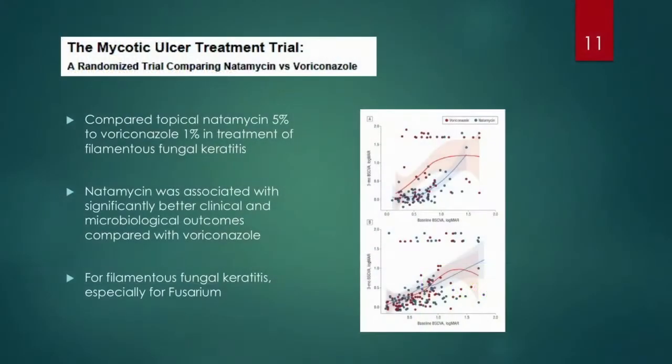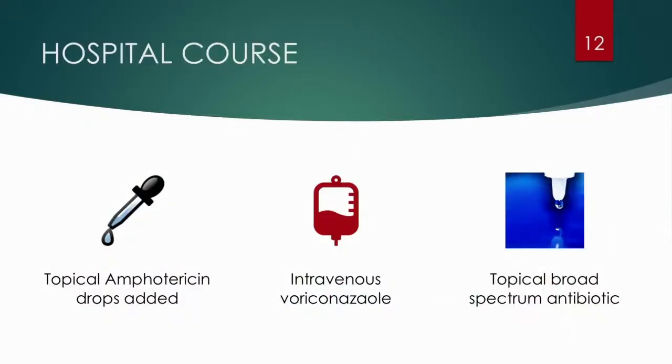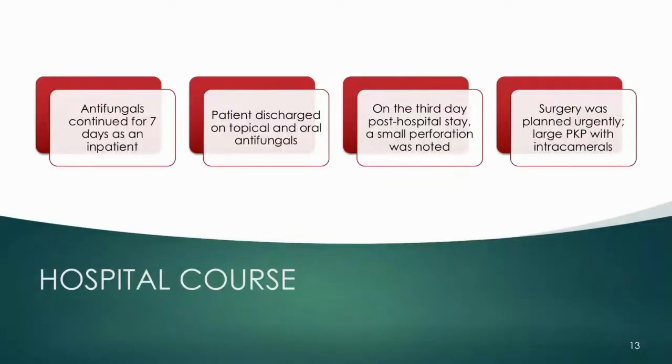So we all know from the MUTT trial, looking at filamentous fungal keratitis, natamycin versus VORI, natamycin really had better clinical and microbiological outcomes, especially for Fusarium. So we kept her on the NATA, added topical ampho, IV VORI, and kept her on a topical broad-spectrum antibiotic.